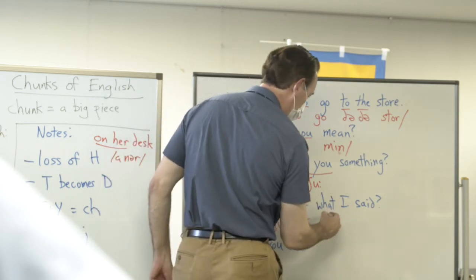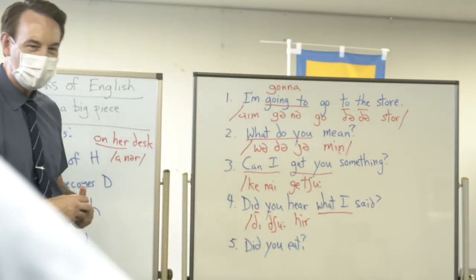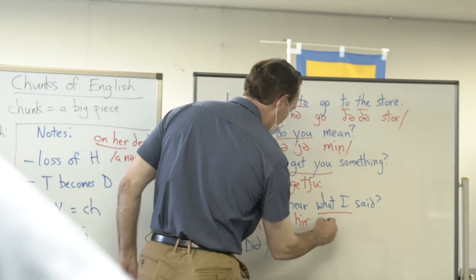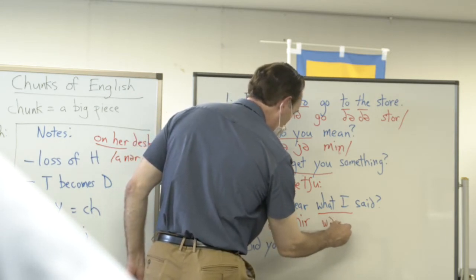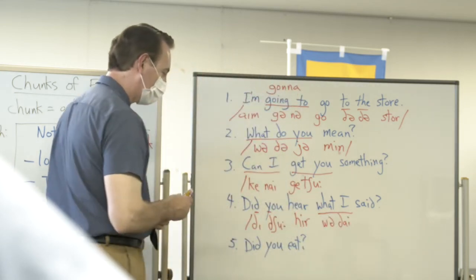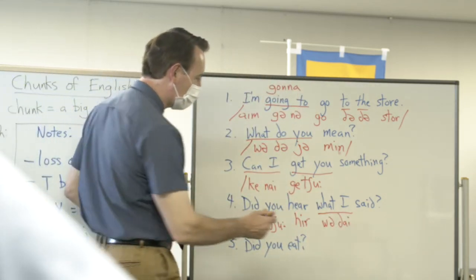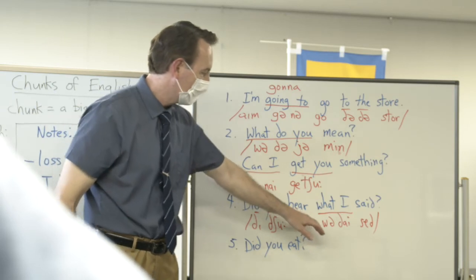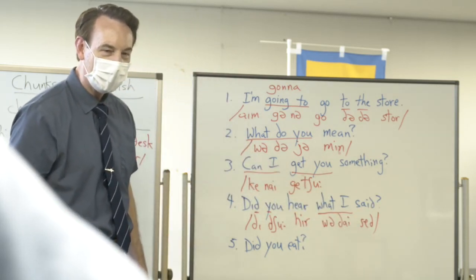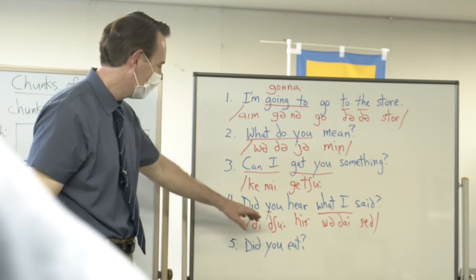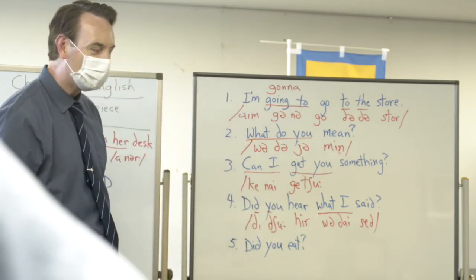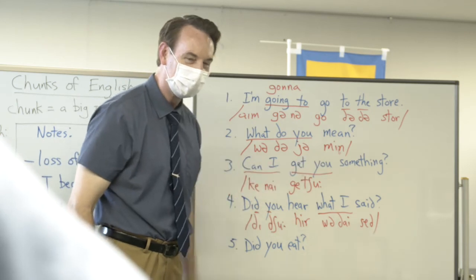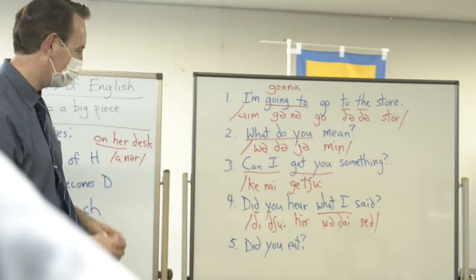Okay. Now, we have here, this T at the end is a little bit of a problem. And it's going to become a D sound. What I. Okay? Well done. So, and let's put said in here. Okay. So, let's start at the back. What I said. Hear what I said. Okay? Did you hear what I said? Oh, perfect. Okay.